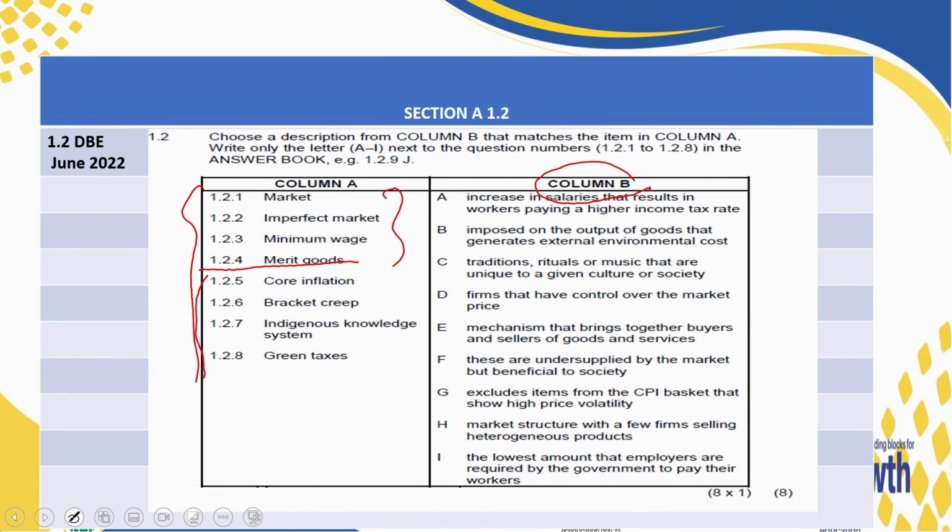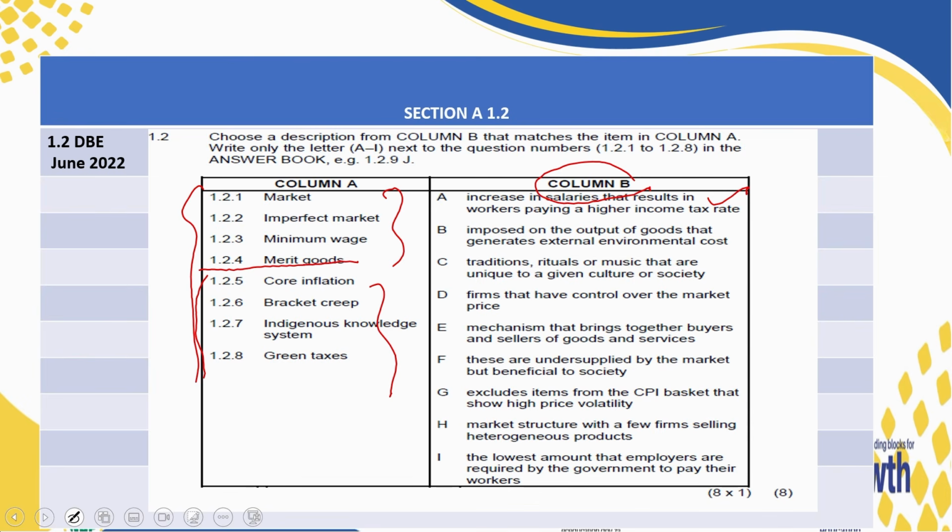Now, you read the statement. It's increase in salaries that result in workers paying a higher income tax rate. Remember, there is a mixture. There is microeconomics, there is contemporary. Where are we here? Should be contemporary. Most likely, our answer is from 1.2.5 to 1.2.8. But we still read everything.